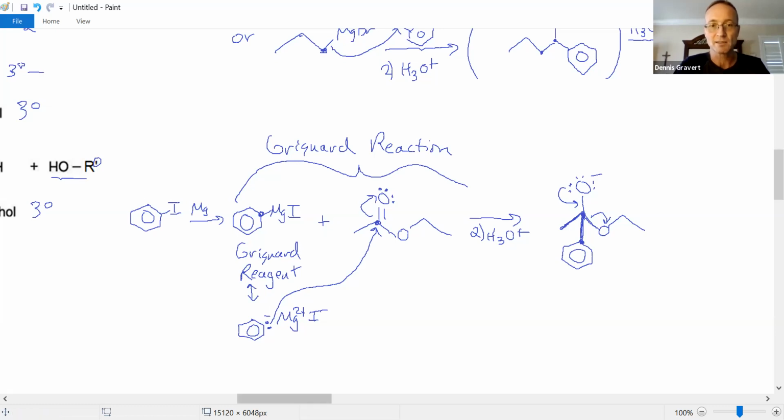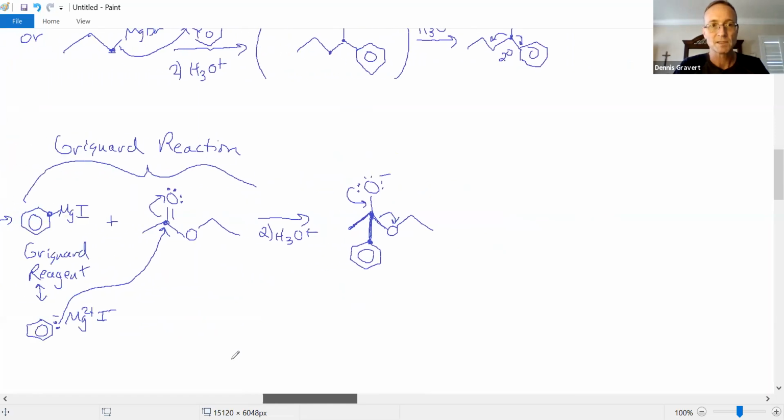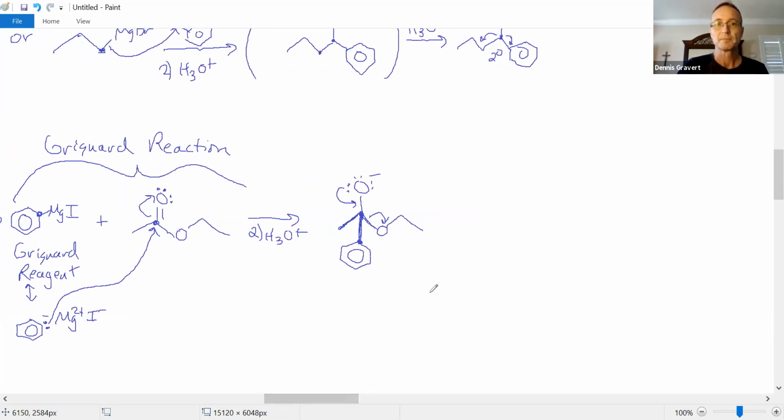And let's scroll to the right so we get some more room. Come on. Let's see if I can keep the whole thing in here. There we go.